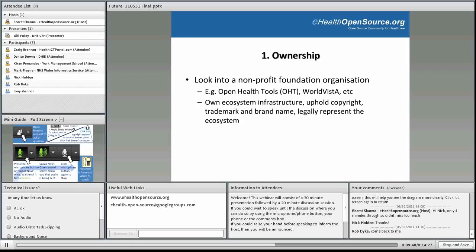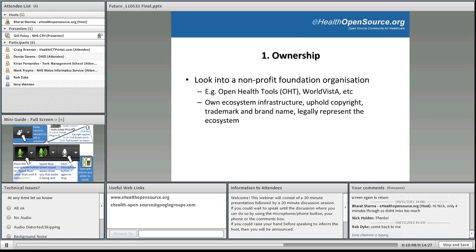So, in order to go forward, we're potentially proposing that we're looking at a non-profit foundation organisation. So do we want to create an organisation that has ownership of the assets and in effect the ecosystem brand name? That's one of the questions that I want to present, which we'll discuss at the end.